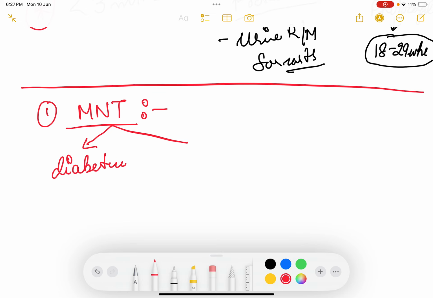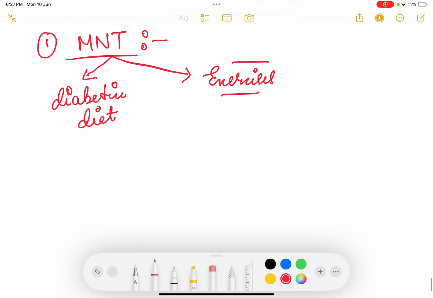One is diabetic diet, which you have to explain to the patient very well: कि diabetic diet में क्या क्या लेना है. And number two, you have to explain to the patient what exercises she should be doing for weight reduction and insulin resistance कम करने के लिए क्या exercises करेंगे.